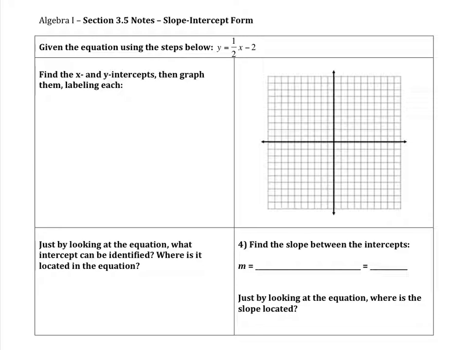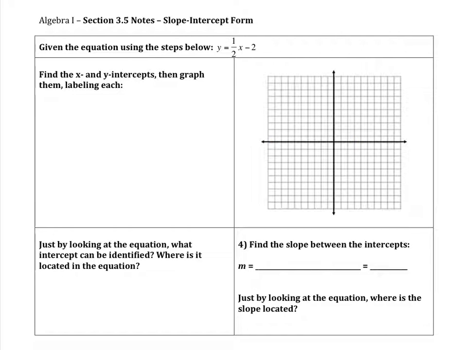The first box says find the x and y intercepts, then graph them, labeling each. To find an x-intercept and a y-intercept, let's first look at the graph. An x-intercept is the place where a graph intersects the x-axis. All along the x-axis, we have ordered pairs like (3, 0), (4, 0), (-2, 0), (5, 0), and so forth. Every point along the x-axis has a y value of 0.